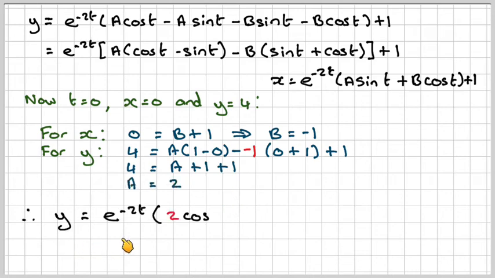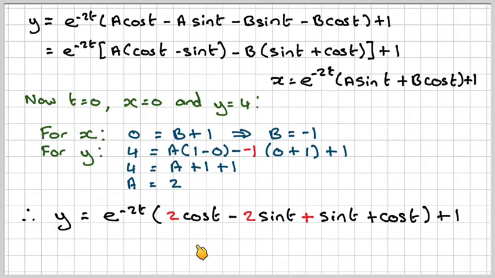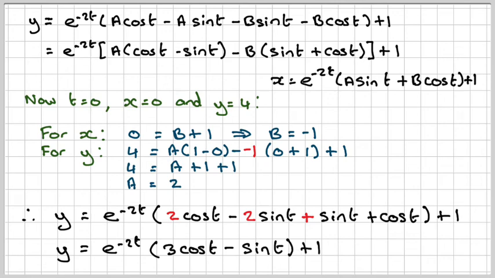If we substitute here, we're going to have y is equal to 2 cos t minus 2 sine t, so taking that a in here and then taking the b in, so it will be plus 1 because of the minus 1, so plus sine t plus cos t plus 1. And then joining these up, we're going to have 2 cos plus cos, which will make now 3 cos t, minus 2 sine t plus sine t, which will now make minus sine t, plus 1. And doing the same for x, x is e to the minus 2t, a is 2, so it'll be 2 sine t, and b is minus 1, so it'll be minus cos t, plus 1. So we've got our values of x and y.